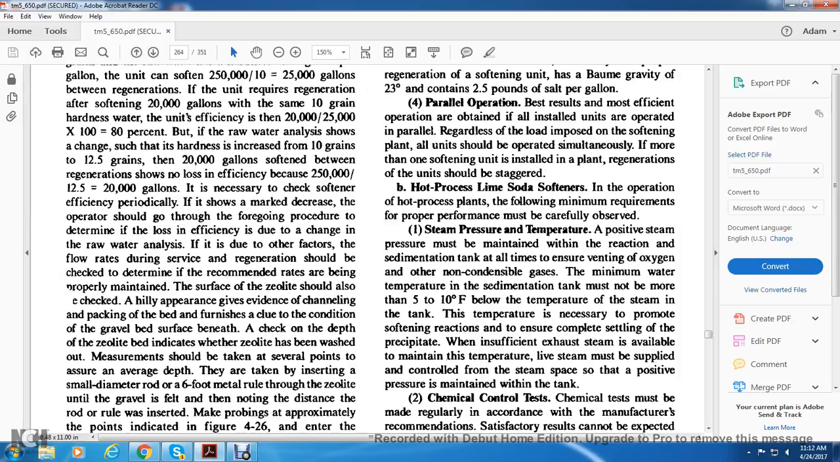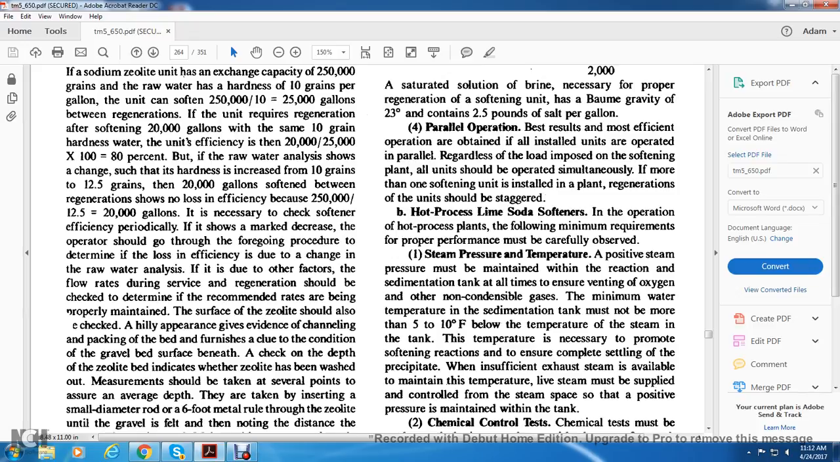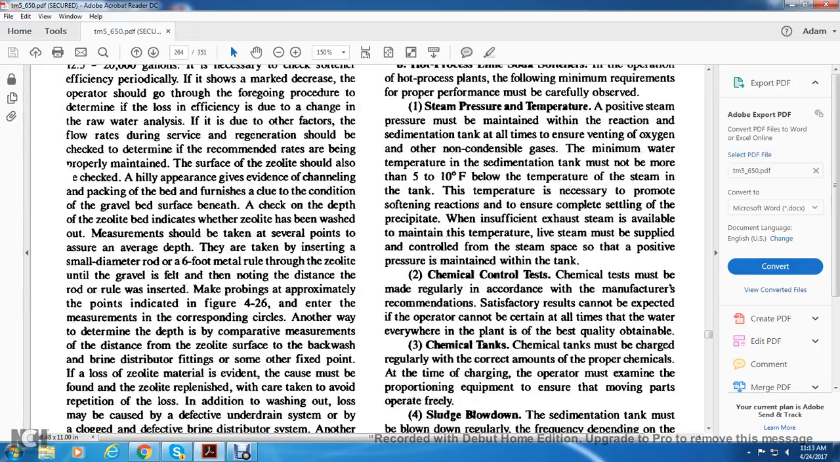The surface of the zeolite should also be checked for evidence of channeling or packing in the bed, which furnishes a clue to the condition of the gravel bed beneath. A check of the depth of the zeolite bed indicates whether the zeolite has been washed out. Measurements should be taken at several points to ensure an average depth, by inserting a small diameter rod with a 6-foot metal rule through the zeolite until the gravel is felt, noting the distance the rod and rule were inserted. Make the probings at approximately the points indicated in figure 426, and enter the measurements in the corresponding circles.